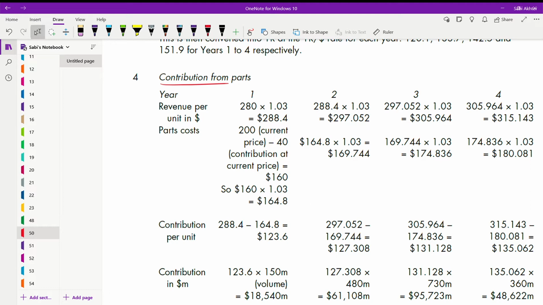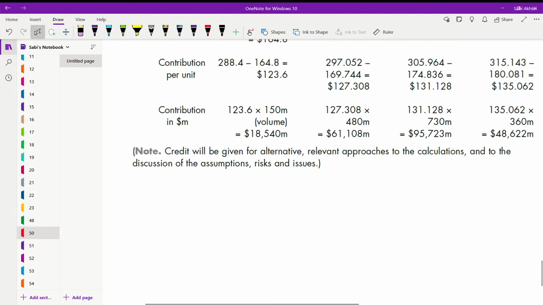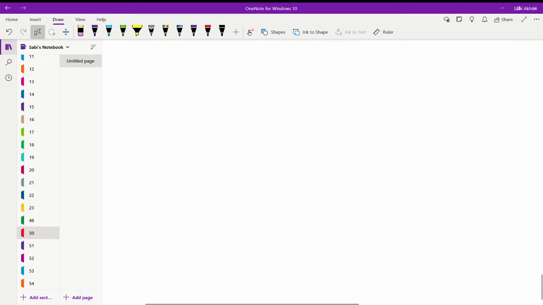So definite is the sales volume into that price minus the cost, and then contribution per unit and then total contributions. So that's it for 50. Coming to 51.